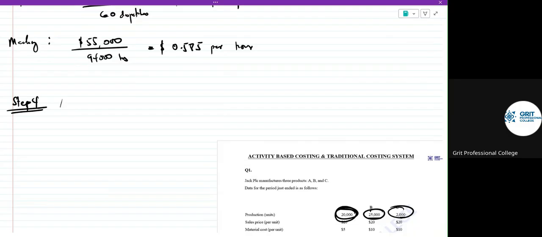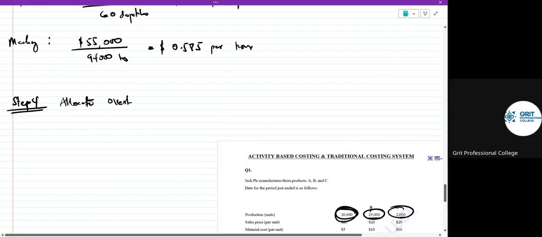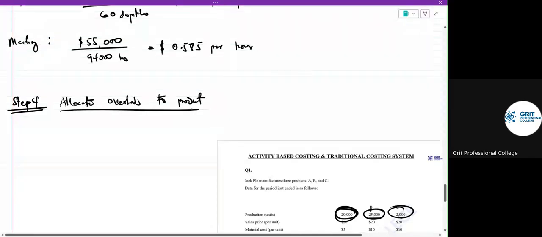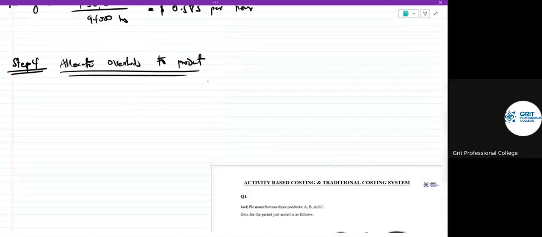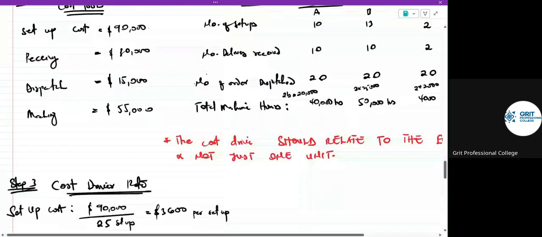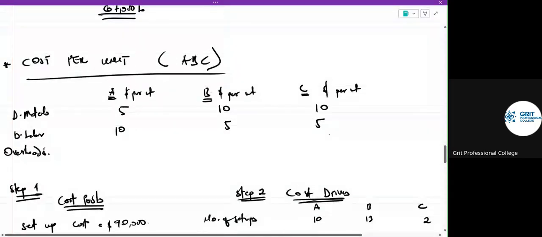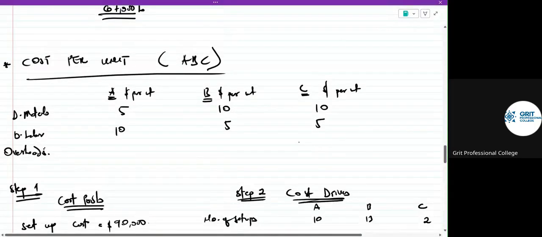So step 4 will be to what? Allocate or absorb overheads to what? To the product. Okay, so you can see how detailed the ABC approach is. So we have product A, product B, and product C. What we will do first is allocate the overhead cost in full. Then once we get it in full, we will look for the per unit cost, which we will require to feed into the overhead side over here. So that's the approach we are going to take.